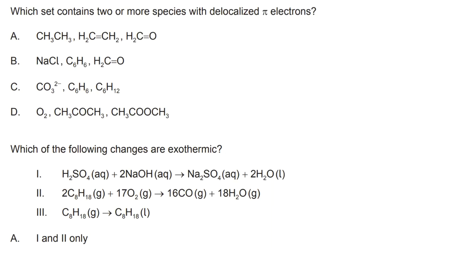Which set contains two or more species with delocalized pi electrons? Delocalized electrons are free to move between atoms in a bond. If we look at it here, this should generally be a resonance structure. So this is eliminated, this is eliminated. This option cannot be it, this cannot be it, this cannot be it. Actually, no, benzene, that does work. And this one molecule doesn't work. Carbonate ion, that does work. This one works, this one doesn't work.